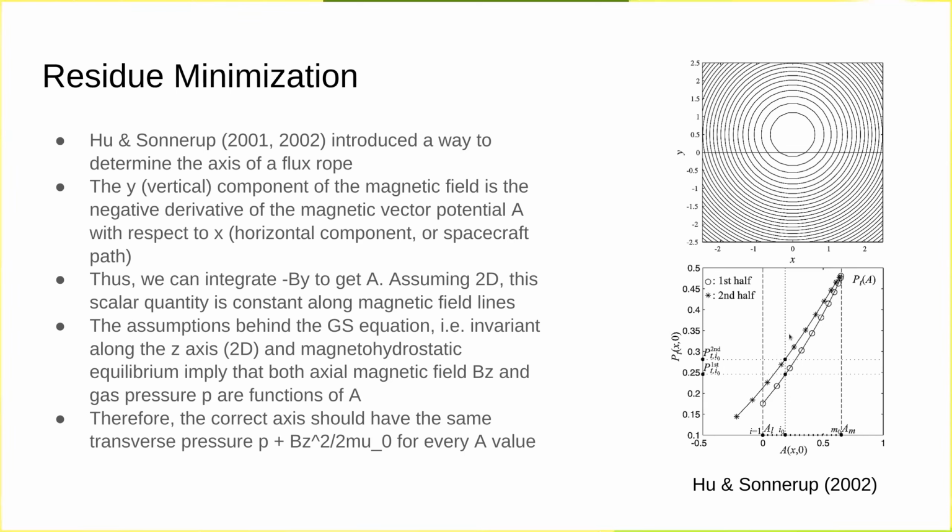grid of space points. But if it's the correct axis, then these two lines should be the same, because the first line is the first half of the spacecraft path through the flux rope, and then they divide it into two parts. And then the second part, if the transverse pressure is a function of A, then this second line going back down should be the same as the first one. So essentially, you should have the same value at every magnetic field line. That's what this is saying. So they try all the different ones until they find the axis that these two lines match up the best.